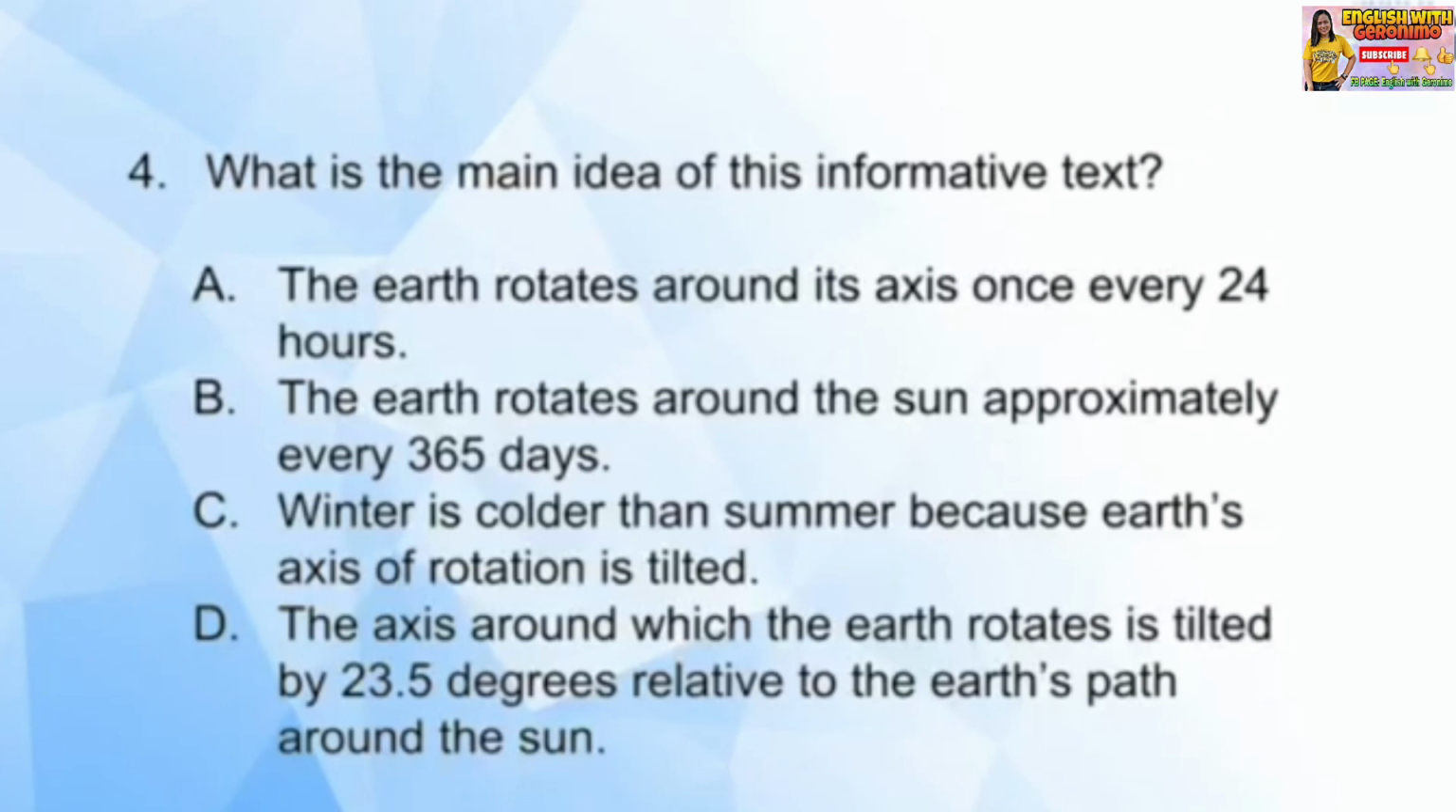Is it letter A? The Earth rotates around its axis once every 24 hours. Or letter B. The Earth rotates around the Sun approximately every 365 days. Or letter C. Winter is colder than summer because Earth's axis of rotation is tilted. Or is it letter D? The axis around which the Earth rotates is tilted by 23.5 degrees relative to the Earth's path around the Sun.